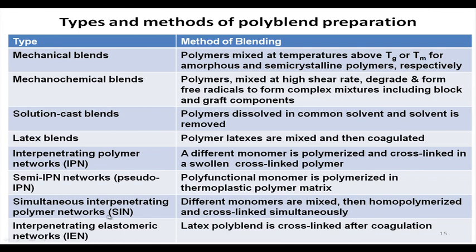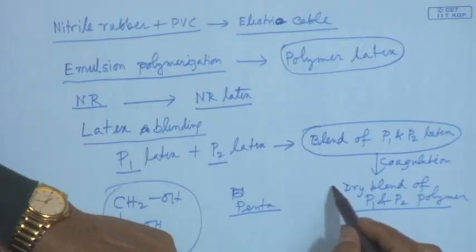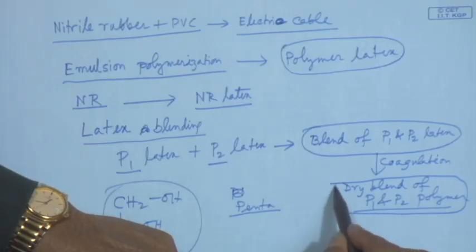Simultaneous interpenetrating polymer networks. So, different monomers are mixed together, then they are homopolymerized and cross-linked simultaneously. That leads to a simultaneous interpenetrating network system. Then interpenetrating elastomeric networks, IEN. In that case, the latex polyblend, as I just described a few minutes back, is cross-linked after coagulation. Here the latex blend is coagulated.